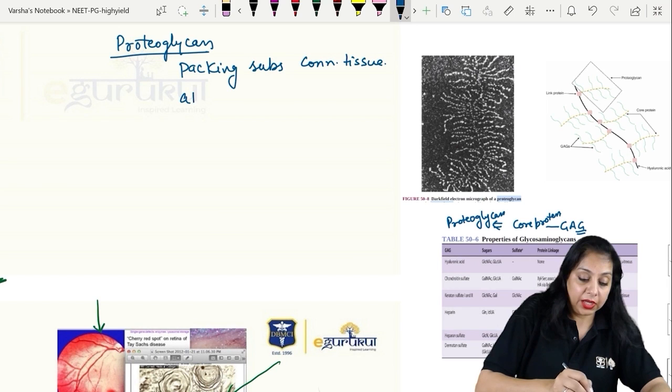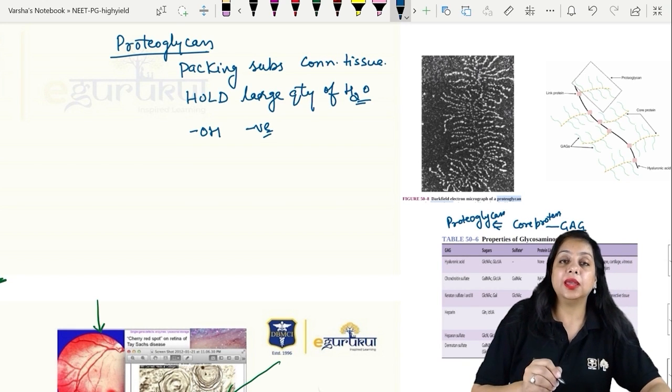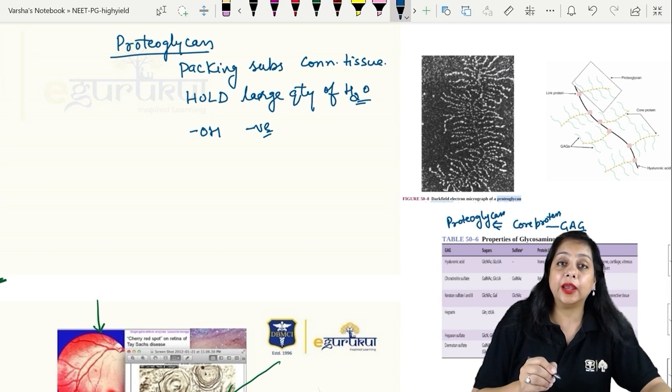It can absorb, or hold is the better word, a large quantity of water. Why can it hold it? It has lots of hydroxyl groups and too much negative charge, right? It keeps the carbs away because of the repulsion, so there is too much space in between where water can be retained. So it forms a gel, a kind of cushioning effect.